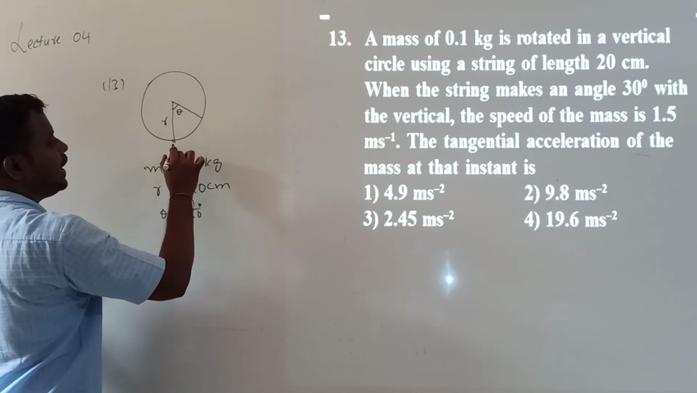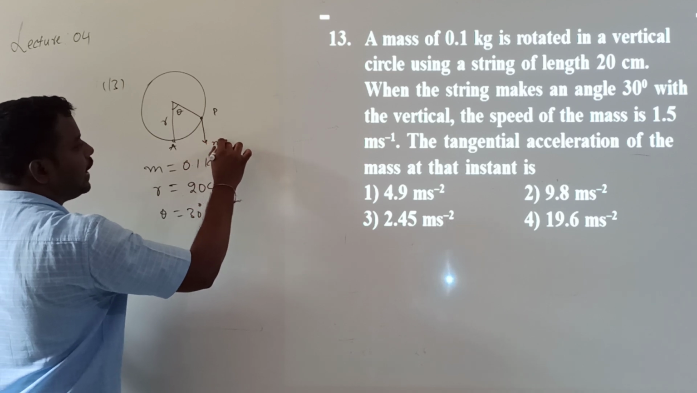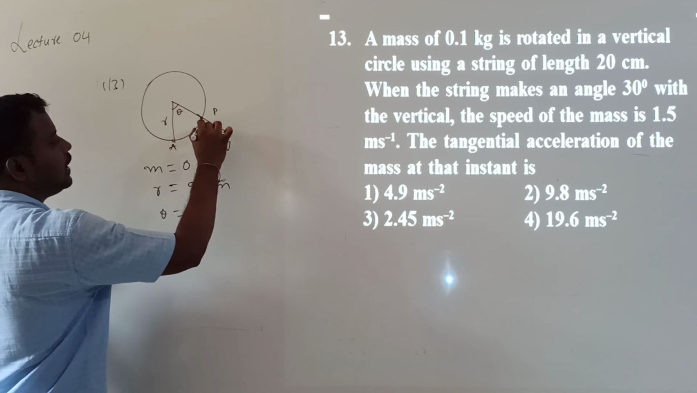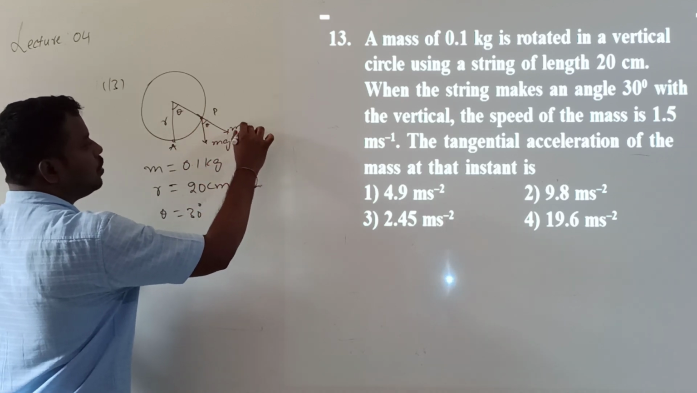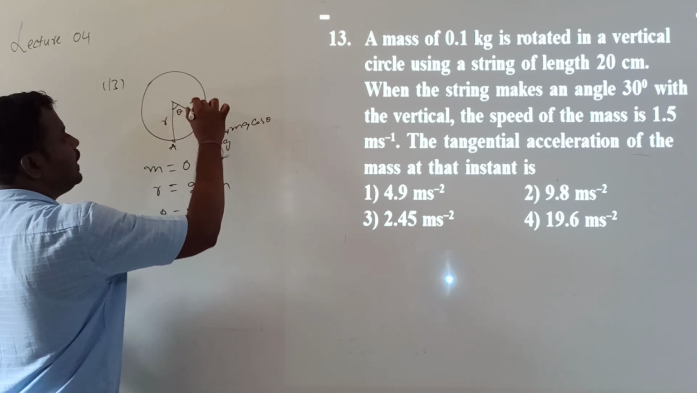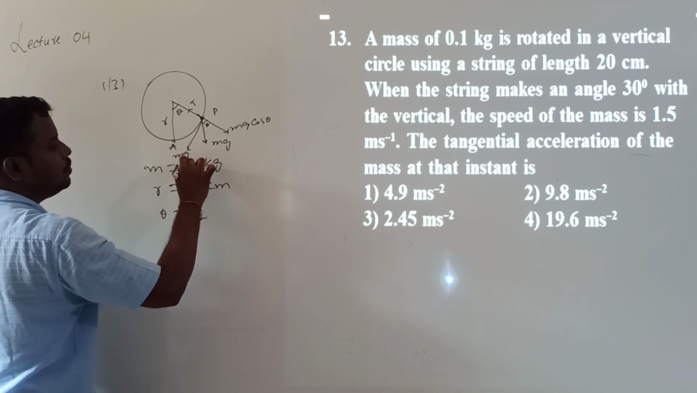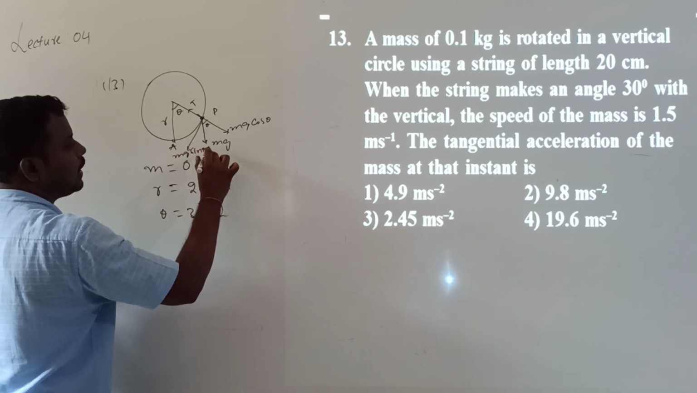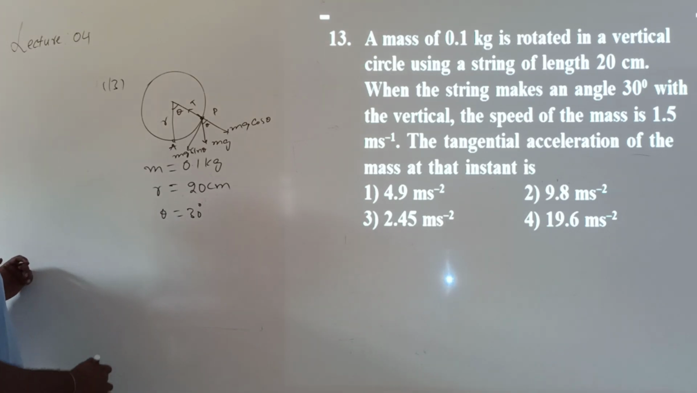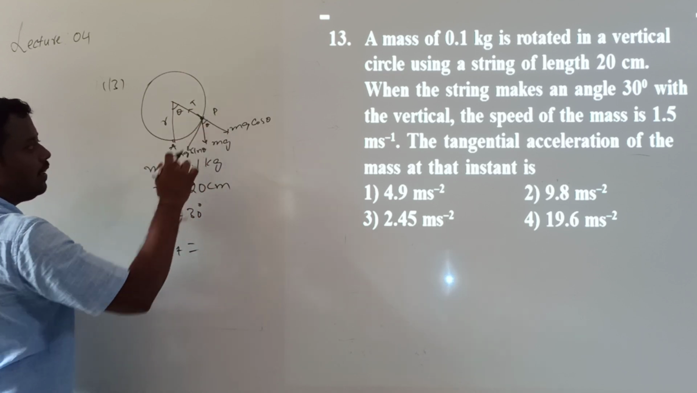Can I call this point A? This point is P. At this point, the weight is given by mg. So the weight is resolved into two components. And this is theta. So this value is mg cos theta. Mg cos theta is balanced by the tension. And what is the one more unbalanced force? This is mg sin theta. Correct? Mg sin theta.